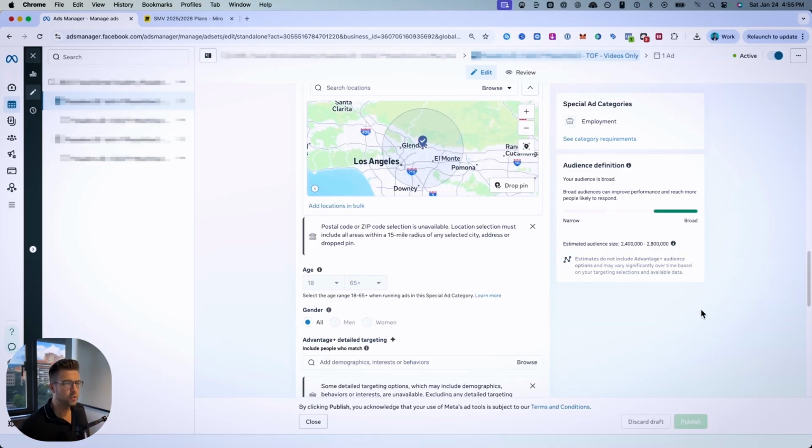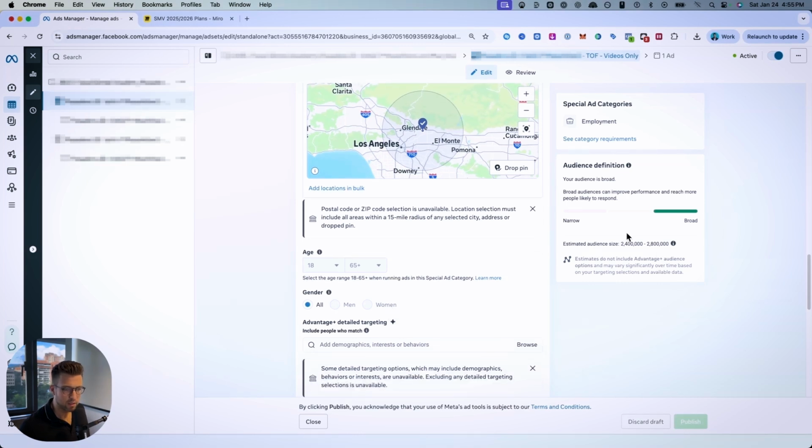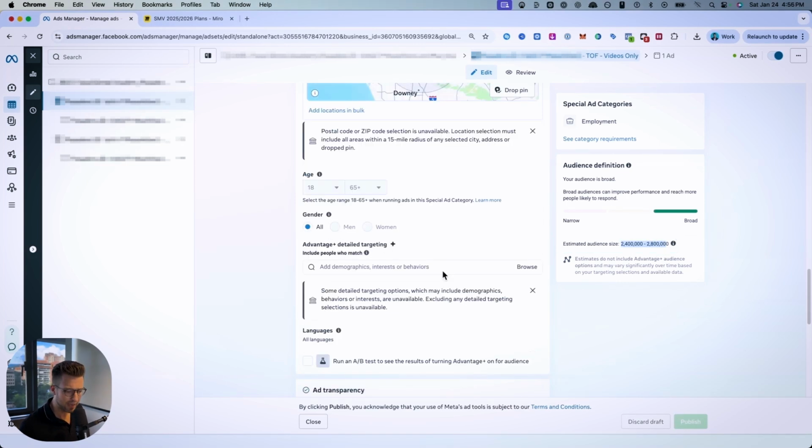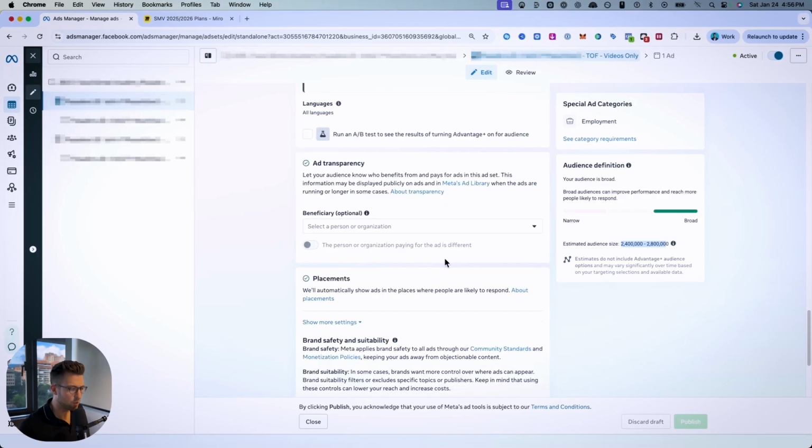Now, the next thing you're going to notice is the targeting. So my targeting is simple. In this case, it's a simple 15-mile radius. This client's in the Los Angeles area. We're targeting all genders, 18 to 65 plus. You can see here the audience size is 2.4 to 2.8 million. That's healthy. And I'm not going to restrict it any further because in 2026, it's better to leave it wide open. This is one of the biggest changes in 2026 versus old school Meta ads.